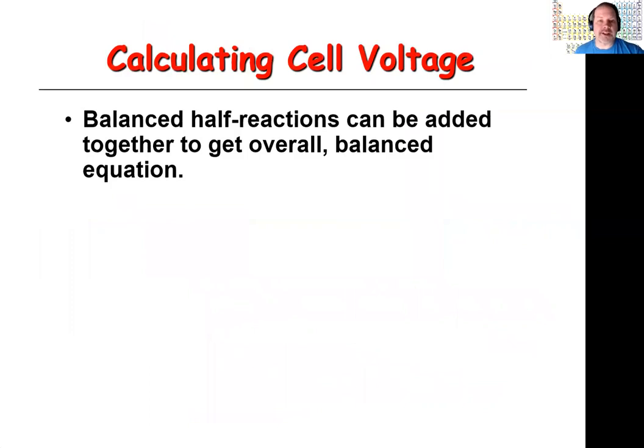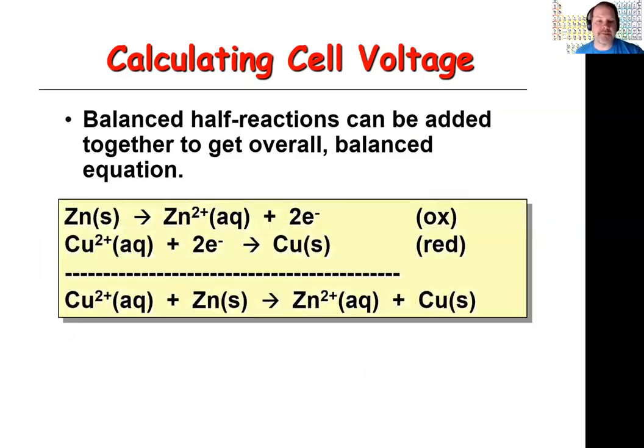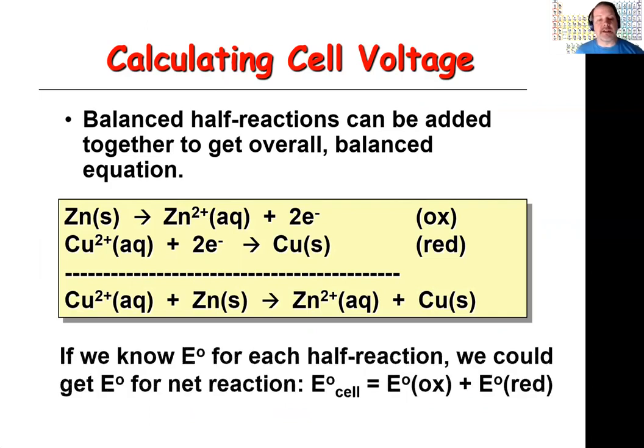Well, in order to calculate the cell voltage, we're actually going to split this into 2 half reactions, an oxidation half and a reduction half. Once we recognize these 2 halves, we're going to be able to see that there are tables that tell us how much voltage is generated by each half reaction. And then we can add them together to figure out the overall cell voltage.